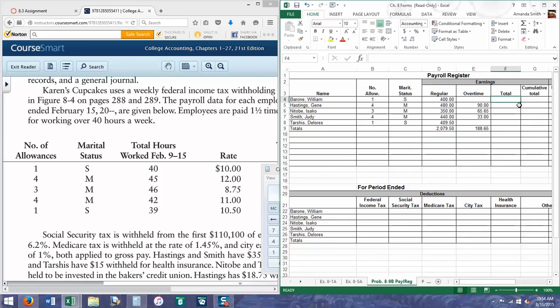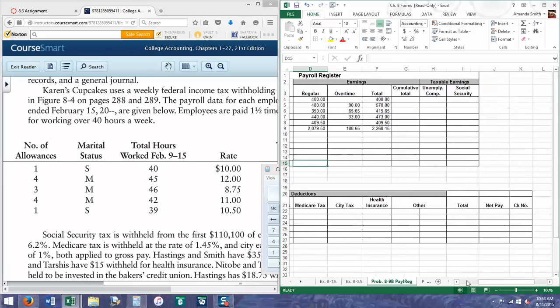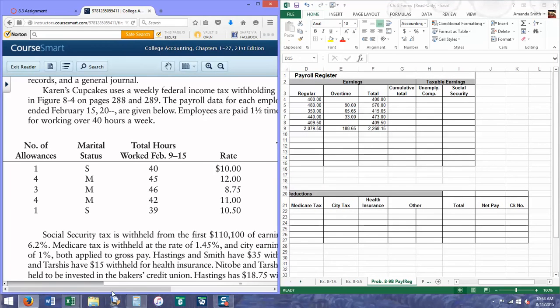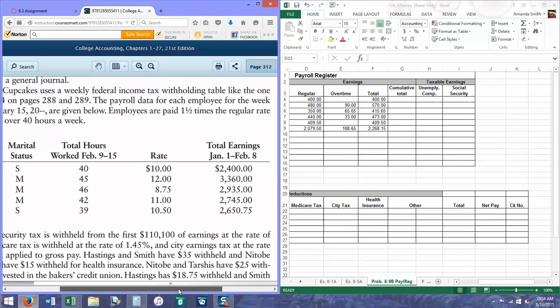And now we're going to total up their earnings for this week. So we have $400. Then we're going to add. Again, if you don't have formulas, Excel can do the math for you. So I'm just going to copy that formula down, let Excel do the work for me. Our cumulative total. For that, we're going to have to go back to the textbook.